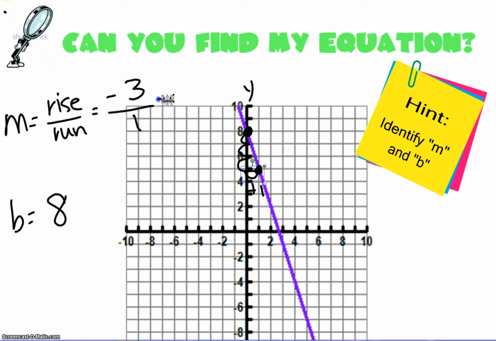So -3 over 1 can be simplified to -3. Now that we have our information, we can write our equation. Y equals -3x plus 8.